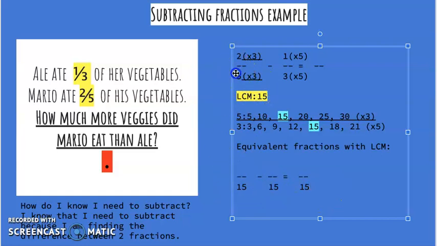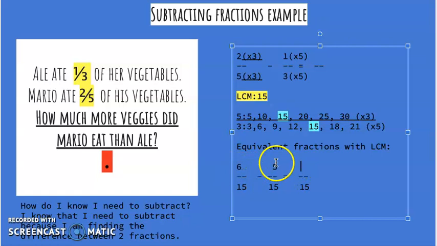So now, I already did 5 times 3. So 2 times 3 is 6. So that's my numerator for my first fraction. And 1 times 5 is 5. So this is my numerator for my second fraction. So now, I already have my equivalent fractions. So 1/3 is the same thing as 5 over 15. And 2/5 is the same thing as 6 over 15. So they're equivalent fractions. So I'm ready to answer my question.